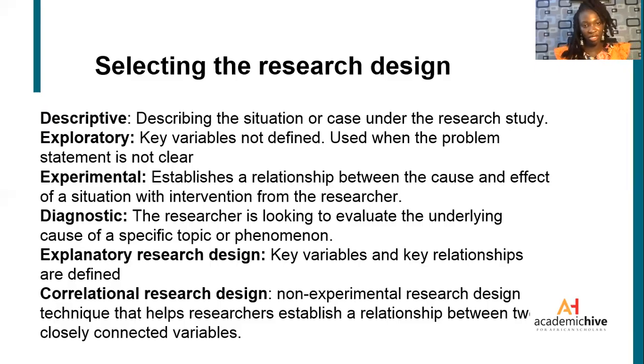Experimental research design. This research design establishes a relationship between cause and effect. But this time around, it's doing that with some level of manipulation by the researcher. So the researcher is able to control the experiment. Since it's experimental, he gives the first case, and then there's a control group, okay, where you can now manipulate and then see the result. So you can know whether something has an effect on a particular situation, a particular phenomenon.